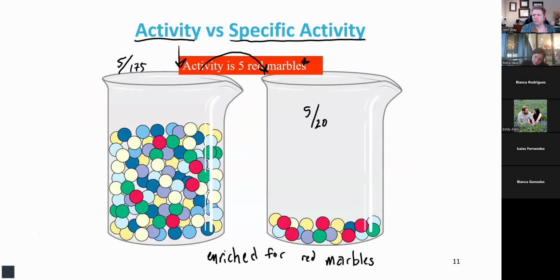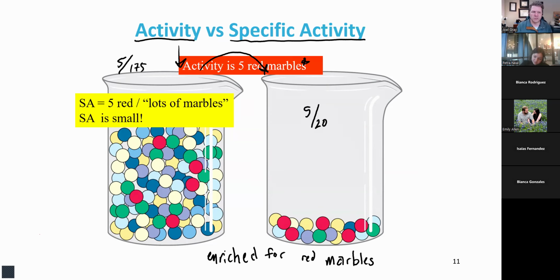Total protein is all of the proteins in that beaker. Activity is 5. First, we were at 5 out of 175, and that was our specific activity, 5 divided by 175. Then we did a series of steps, and we got to 5 out of 20. Well, 5 out of 19, you'll see in just a moment. But our specific activity has gone up because the amount of our protein has not changed relative to the total protein.